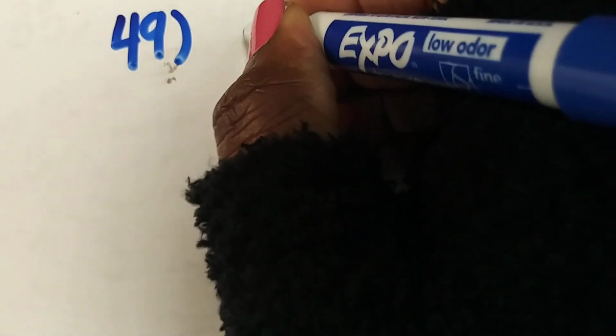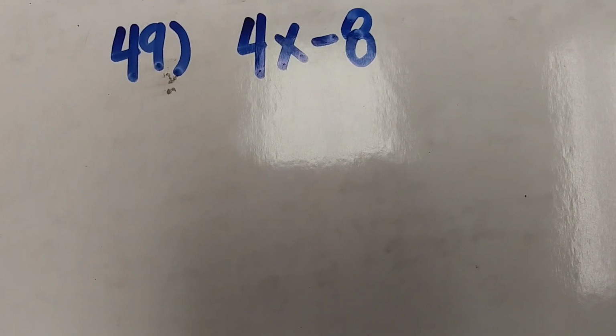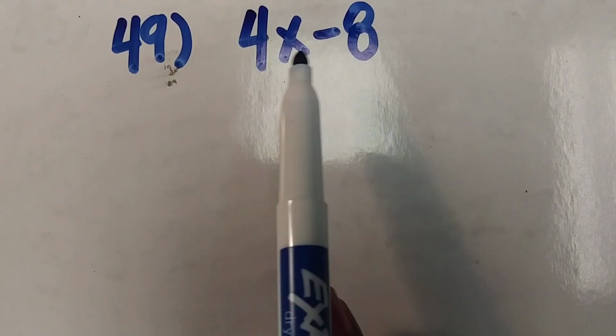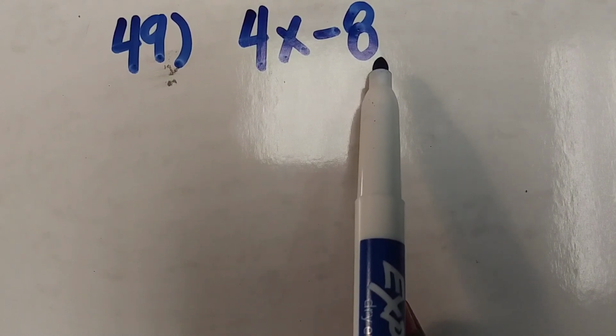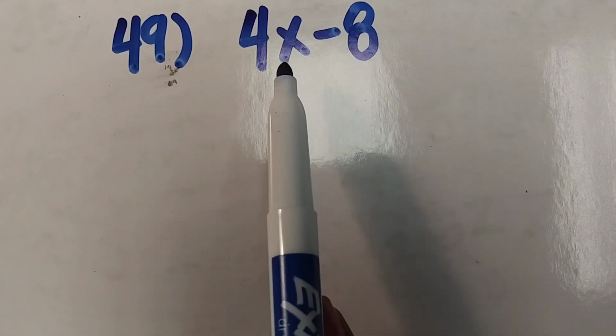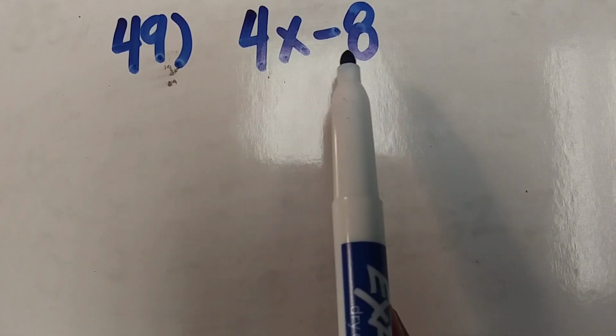Number 49 says, factor each polynomial by factoring out the greatest common factor. I have 4x minus 8. I have a binomial, so I have 2 terms here. And looking at the 2 terms, what do you see that they have in common?